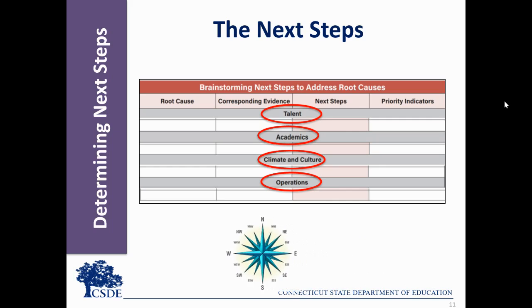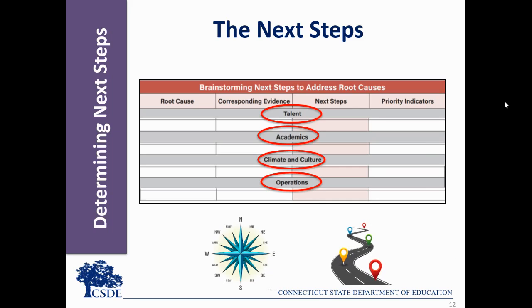The next step should give the team a general direction of action that will address the root cause. Through your strategic plan or improvement plan, you will fully develop the map, including the path, who is responsible for the work, how the work will be monitored, and the adjustments made.